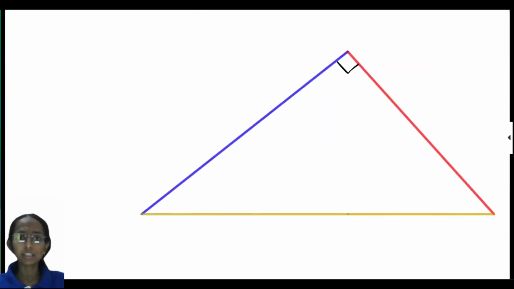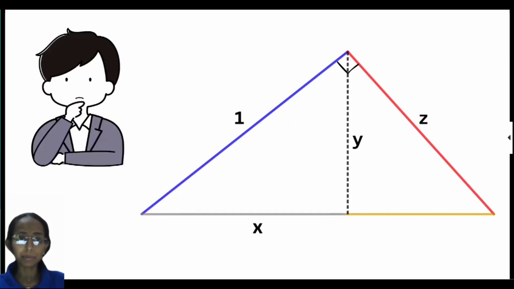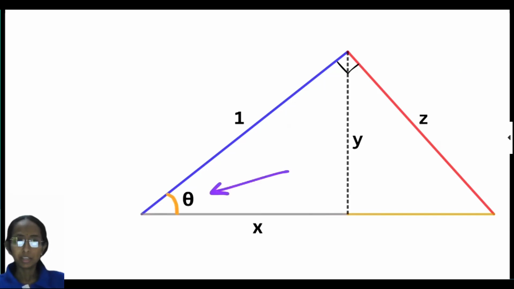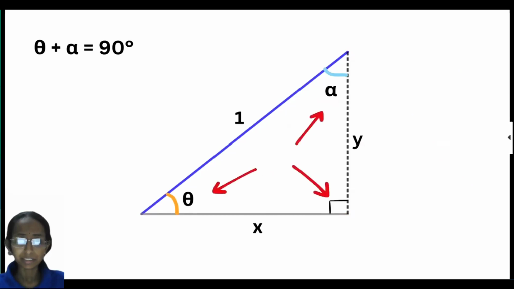So first of all, we are taking a right triangle in which this side is of length 1. This side is Z. This one, we are taking a perpendicular from the vertex which is dividing the hypotenuse into X and the yellow region. Now, we are assuming this angle to be theta. In this triangle, the blue part is alpha, and theta and alpha are complementary angles, so this adds up to 90 degrees.